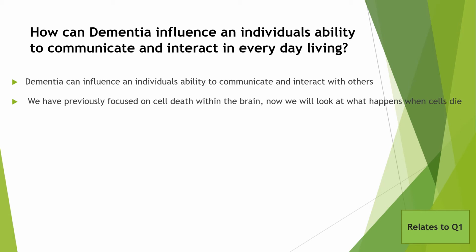Dementia can influence an individual's ability to communicate and interact with others. We've already looked previously at cell death within the brain, and now we're going to look at what happens when cells die.